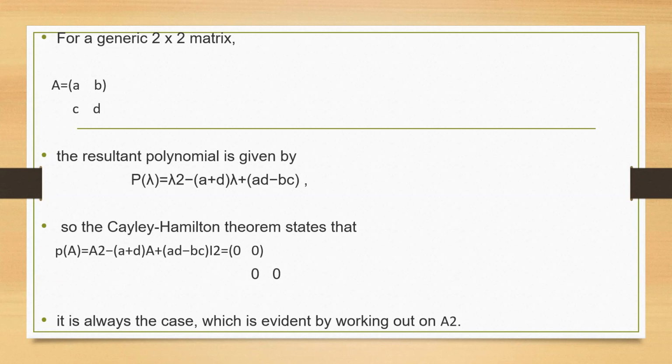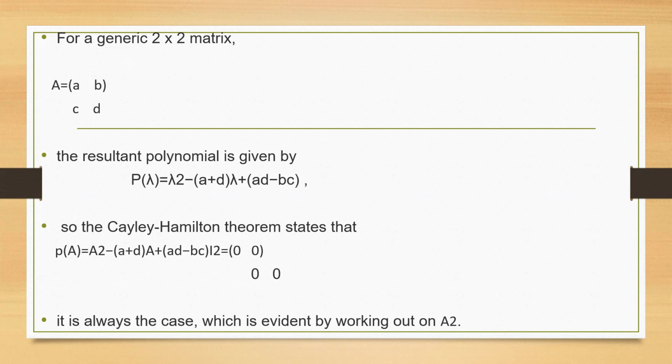Now the next point is the resultant polynomial is given by P of gamma is equal to gamma square minus gamma times the sum A plus D, plus AD minus BC.